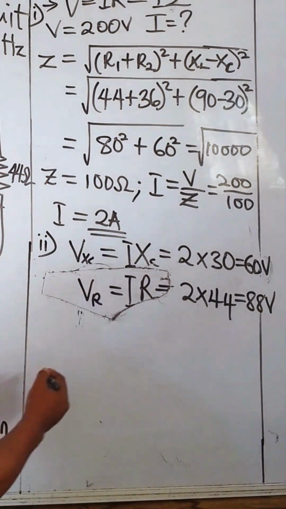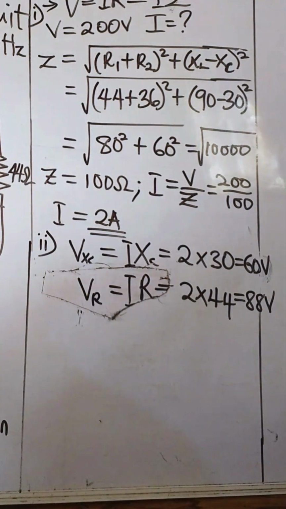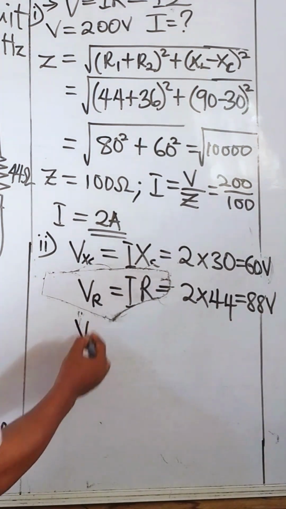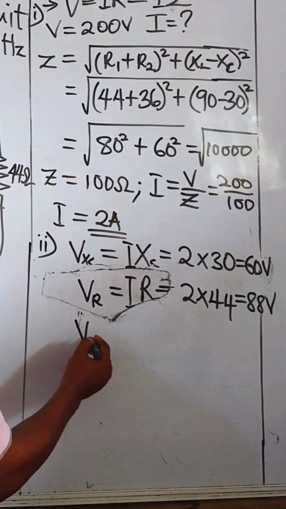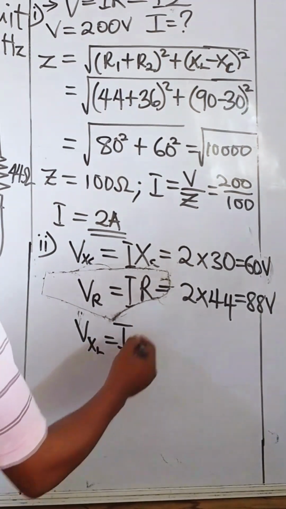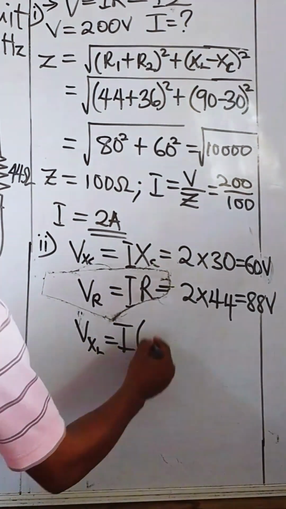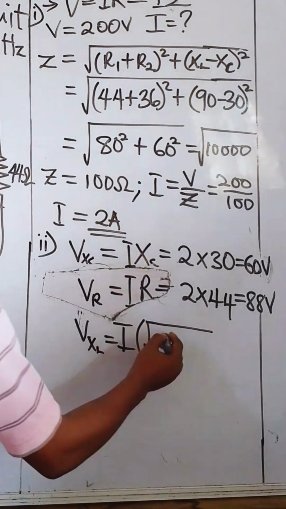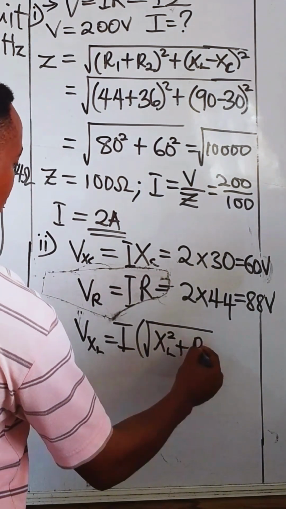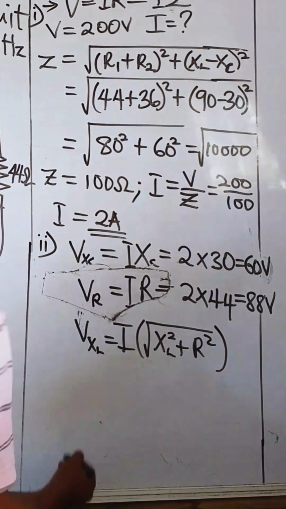Now, in order to get VL, we'll need to calculate the impedance across the coil. How do we calculate the impedance? Because VL is equal to the current times what? The square root of XL squared plus R squared. Okay, so we close the brackets.